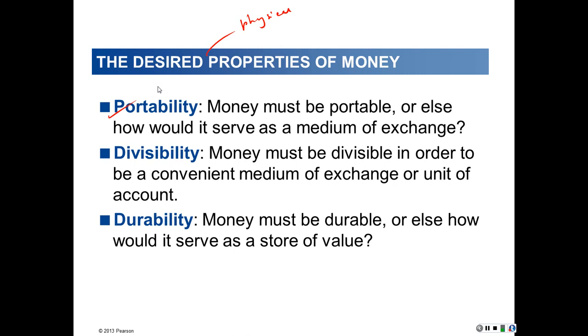The second desirable property of money is that it must be divisible. Now, what do I mean by that? In other words, you have to be able to cut it up into small bits easily. And let me explain why this is important. It matters from the point of view of money acting as a medium of exchange as well as a unit of account. Let me explain.